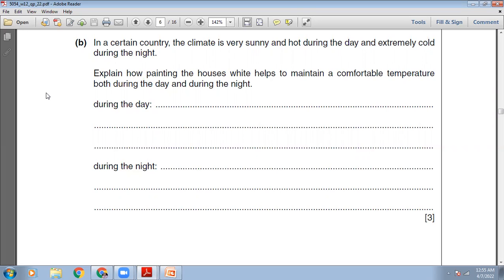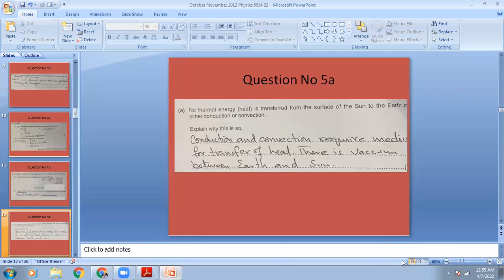And during the night, when it is very cold outside and you have heating in the home, the white color on the house is a very bad emitter of infrared radiation. So the heat will not be transferred at night from the house to the surrounding, because white color is a bad emitter of infrared radiation. So these are my answers.